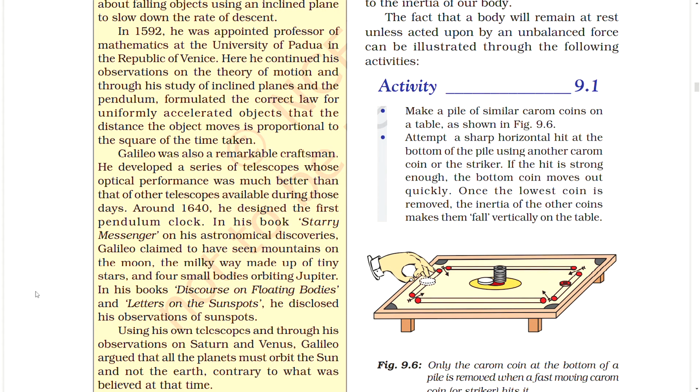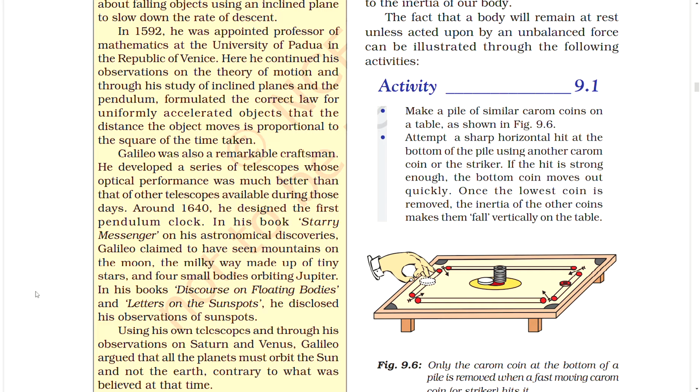Galileo was also a remarkable craftsman. He developed a series of telescopes whose optical performance was much better than that of other telescopes available in those days. Around 1640, he designed the first pendulum clock.